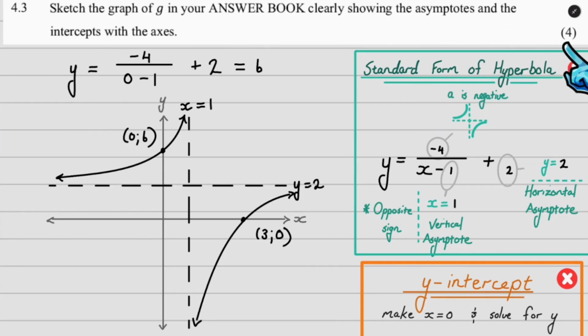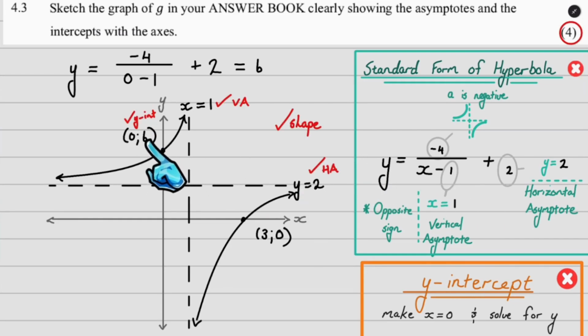So let's have a look where the 4 marks are coming from. Firstly, your y-intercept gets you your first mark. The vertical asymptote gets you your second mark. The correct shape of the graph gets you your third mark, and the horizontal asymptote gets you the 4th mark.